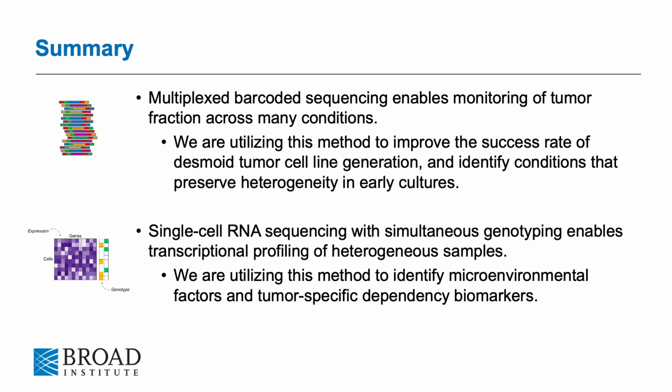In summary, our work focuses on enabling dependency mapping in early samples, which typically present as heterogeneous composition of tumor and stromal fibroblastic populations. To be successful, we need a readout that would allow us to study the effect of a perturbation in a tumor-specific and high-throughput manner. Here, we are developing and applying our multiplex bar-coded PCR approach.